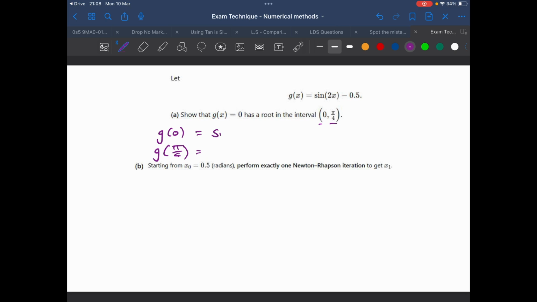So this is going to be sine of 0, minus 0.5. This is going to be sine of 2 times pi over 4, pi over 2, minus 0.5, and we're going to work these out. Now, sine of 0 is just 0, so that's minus 0.5. Now, what would we be expecting here? Well, our conclusion is about a sign change. I get 0.5. I probably could have done that one without a calculator, really. But there we go. We can see that there is a sign change.